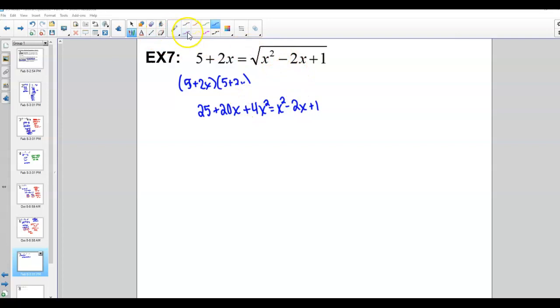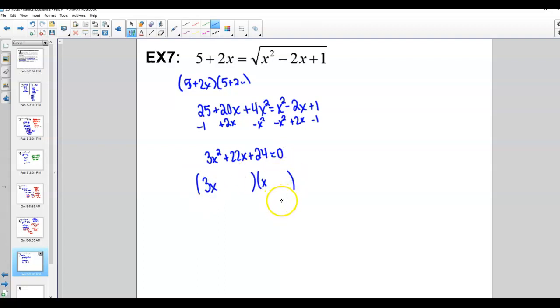So we are going to move everything to one side. So we'll subtract that x squared, we will add the 2x, and we will subtract that 1, and I'm going to write this in order here: 3x squared plus 22x plus 24 is going to equal 0, and so we need to factor this.